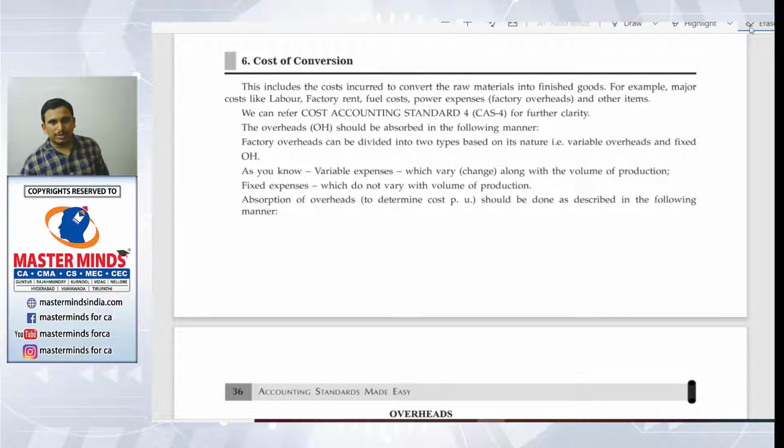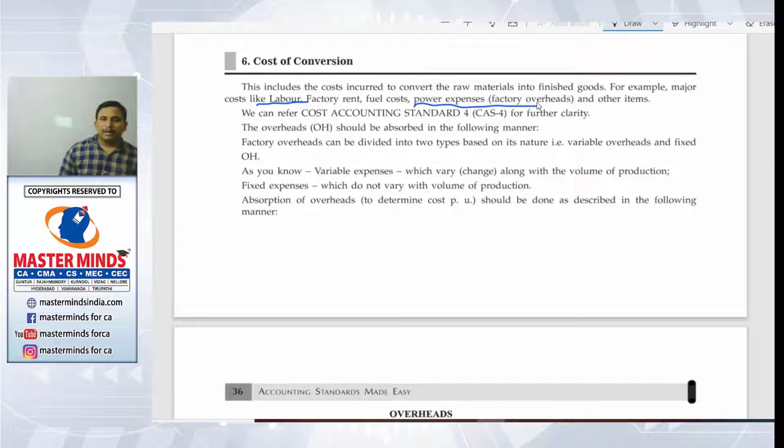It's not just overheads. Make it very clear. It is labor and overheads. I would like to divide labor and overheads: the cost incurred to convert the raw material into finished good. So it is just labor and overheads.